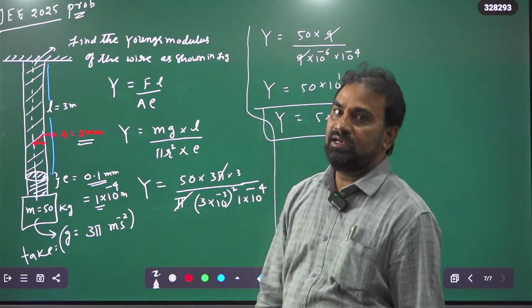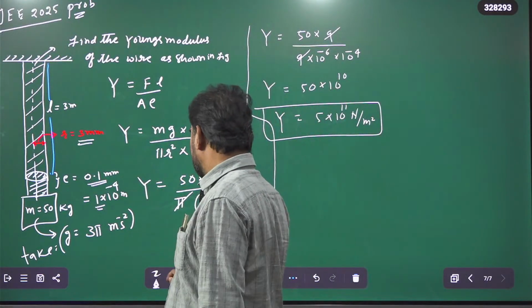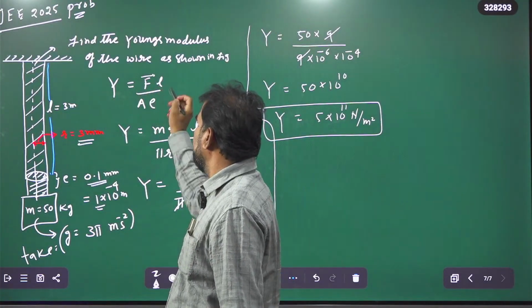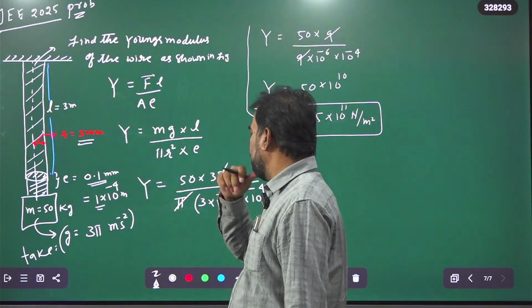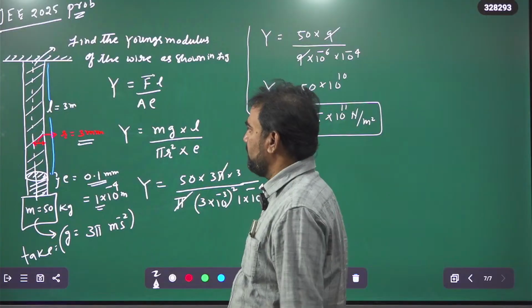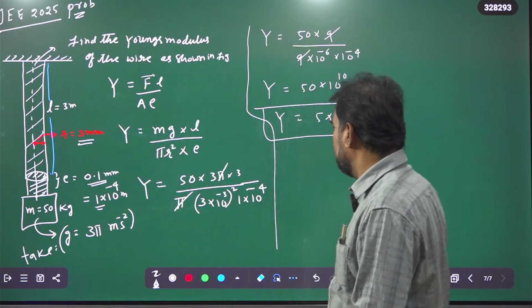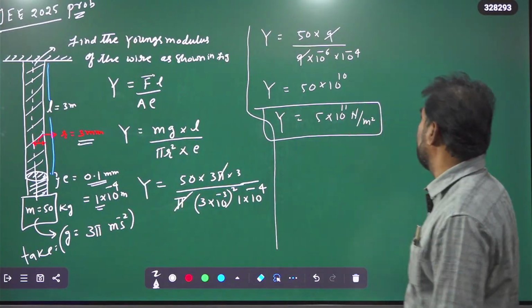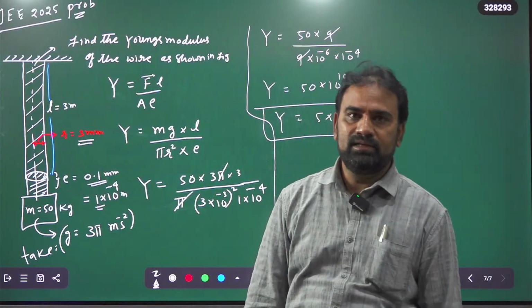How do we calculate the Young's modulus of the wire? Let's go to our Young's modulus principle. Y is equal to FL upon A, where A is the area of the circular cross-section of the wire. So Y is equal to 5 into 10 to the power of 11 Newton per meter square. Is this clear?